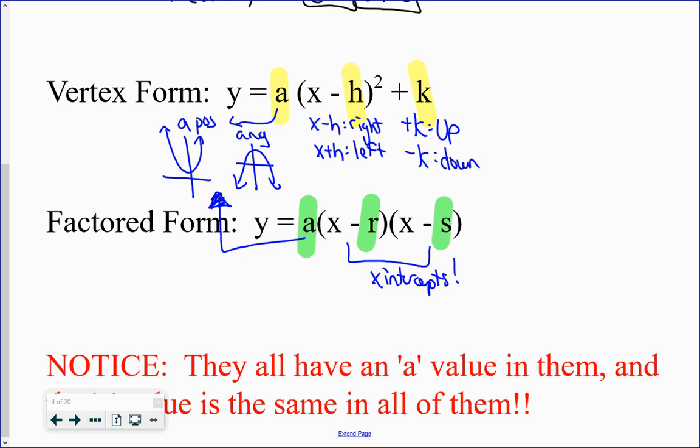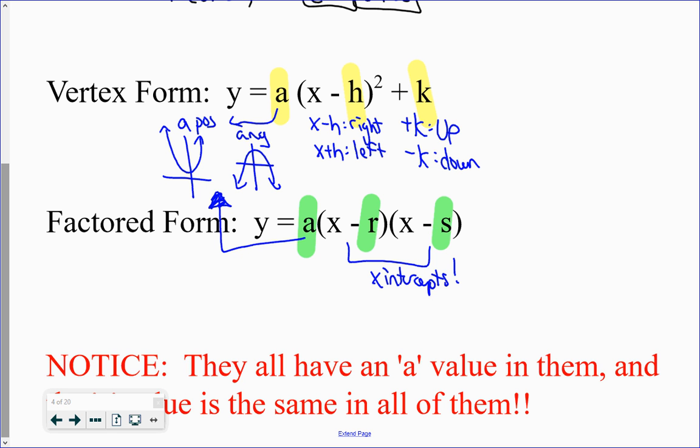So vertex form is really good for finding just the vertex. Factored form is really good for finding the x-intercepts. And general form is just a generally good formula that we use for our graphing calculator that helps us find everything, right? The graphing calculator will find the vertex, the x-intercepts, the y-intercepts, everything.